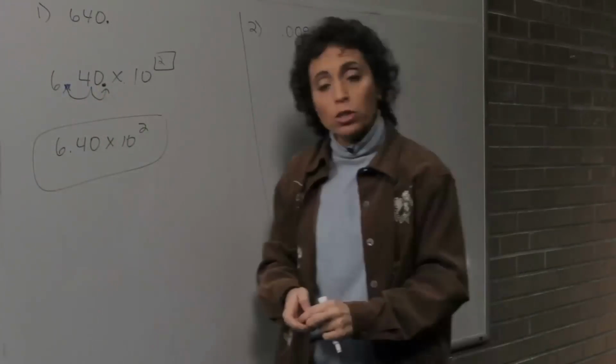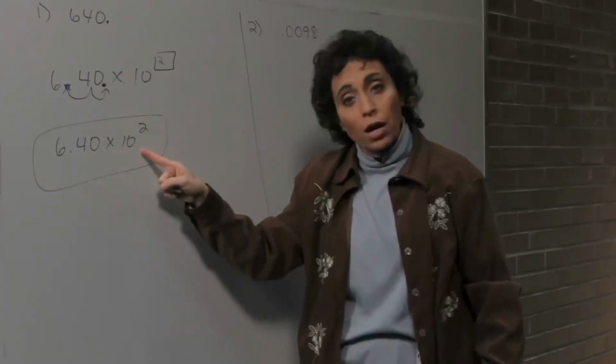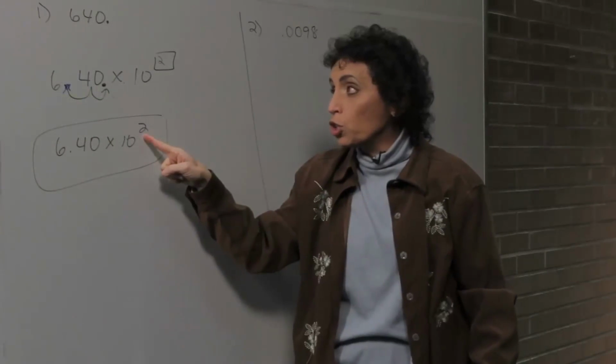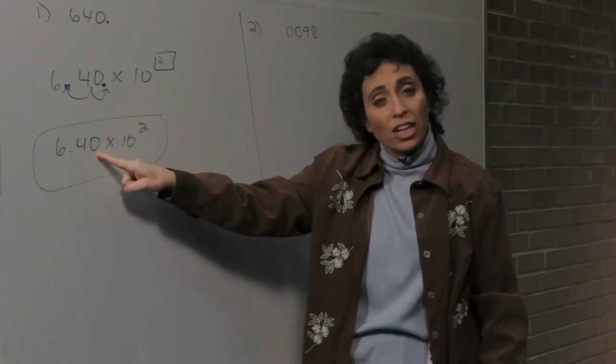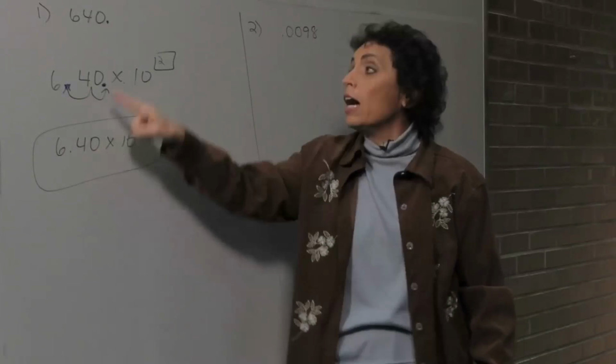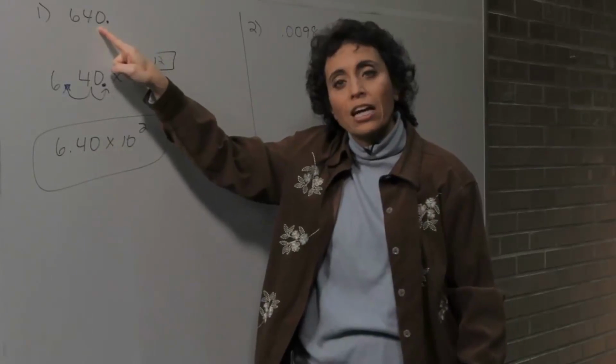I can check that by multiplying. If I was to multiply this, I'd have to move the decimal 2 places to the right. If I move the decimal 2 places to the right, I will get back to this number. That's how you check it.